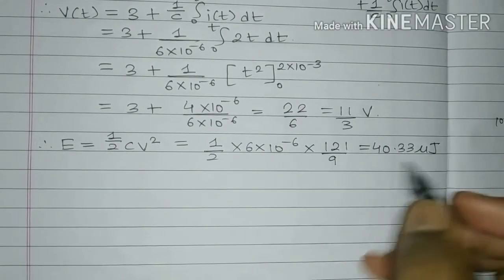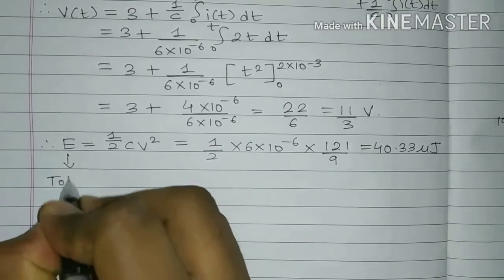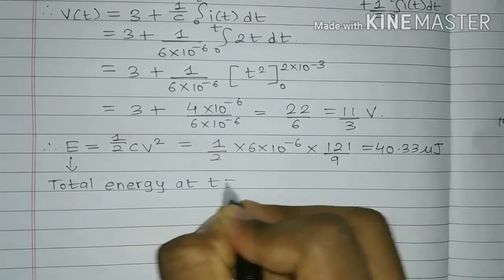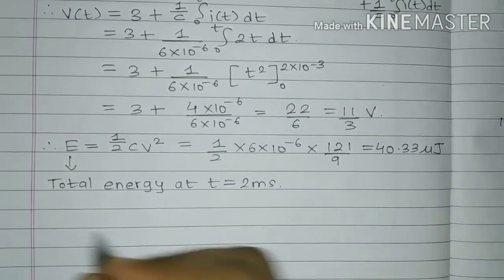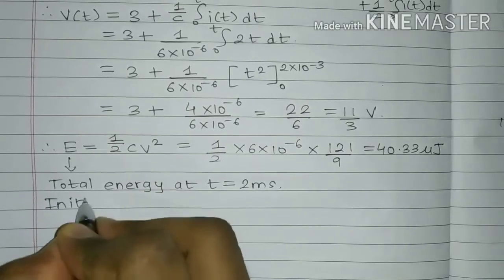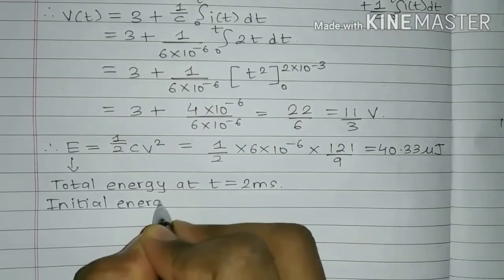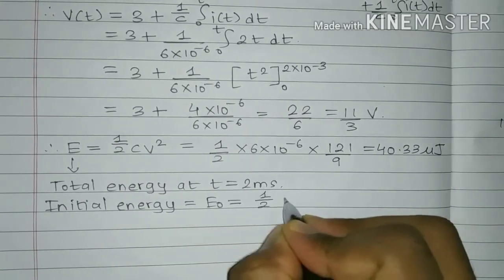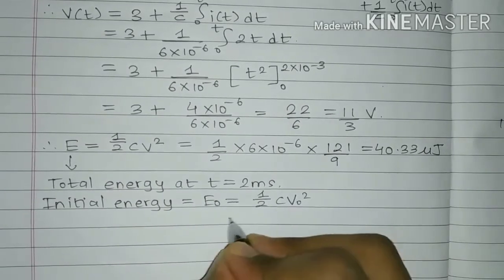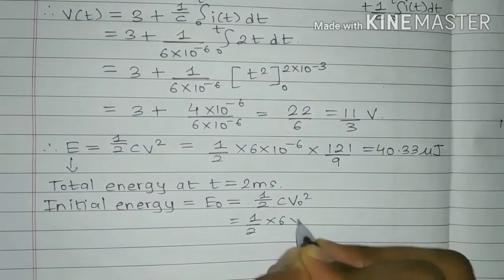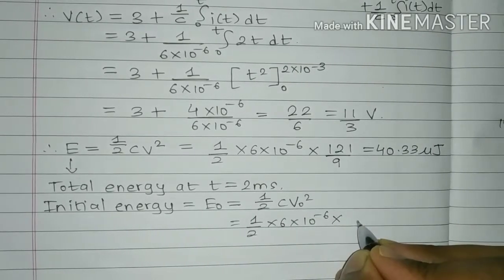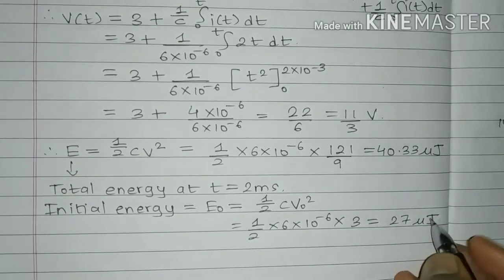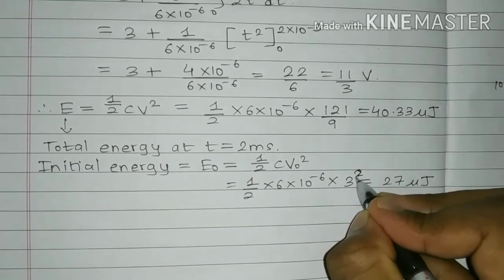This E is the total energy stored at t is equal to 2 milliseconds. Now the initial energy is equal to E naught is equal to half into C V naught square, where V naught is the initial voltage, is equal to 1 by 2 into 6 into 10 raised to minus 6 into 3, which turns out to be 27 microjoules. This should be 3 square. Yes, 3 square.